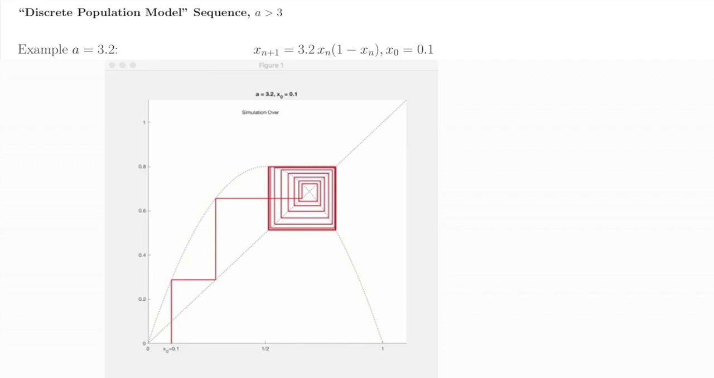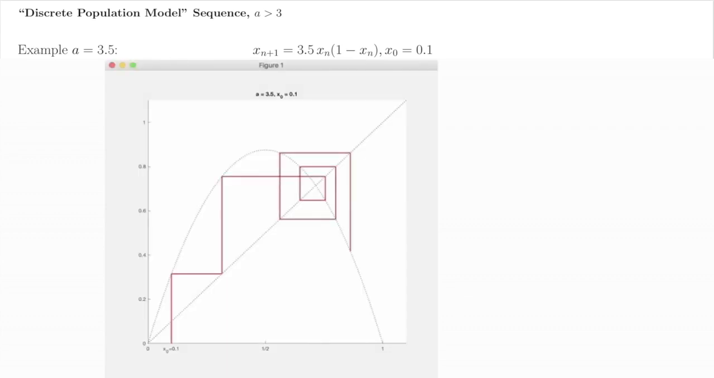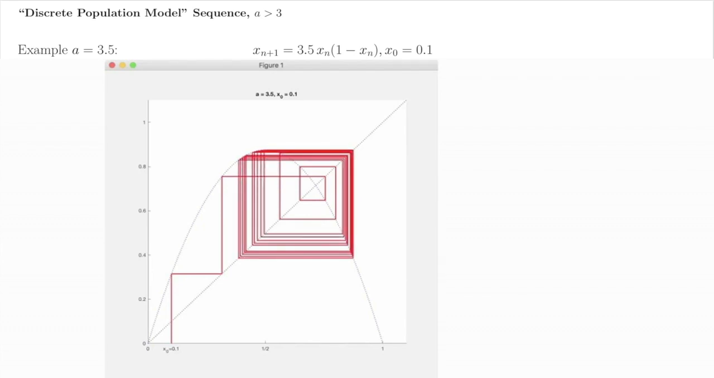So next let's look at what happens for a at 3.5. So I'm going to switch a to 3.5. And I'm going to triple the number of iterations that run, so this is going to be a longer movie, but again, it's not over until you see the phrase simulation over at the top. So as you can see, we have some kind of box that's heading inwards and a box that's going outwards. And at this point, I don't see much of a change, but it's still running.